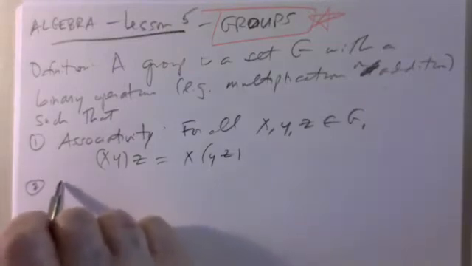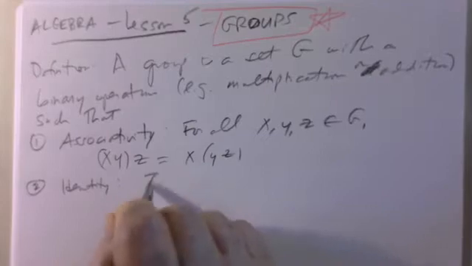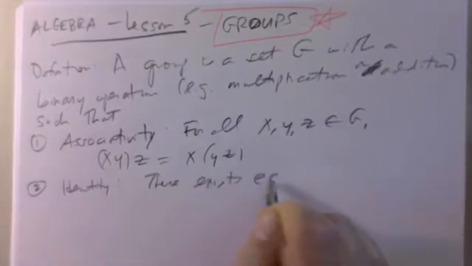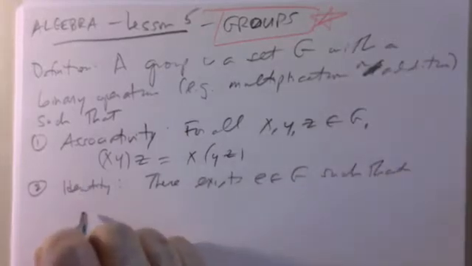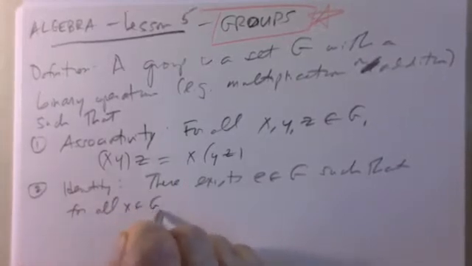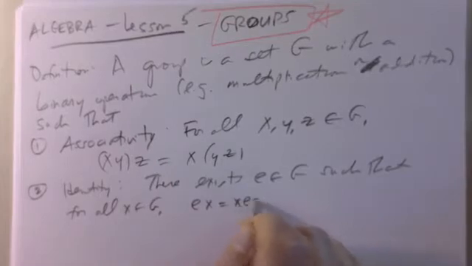the existence of an identity. There exists some element E in the group such that for all x in the group, E times x and x times E are equal to x.